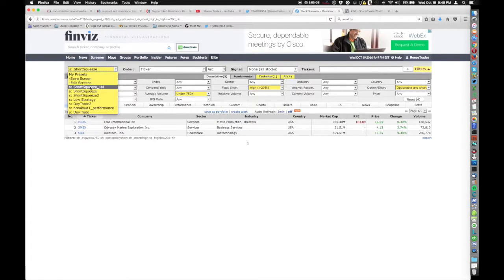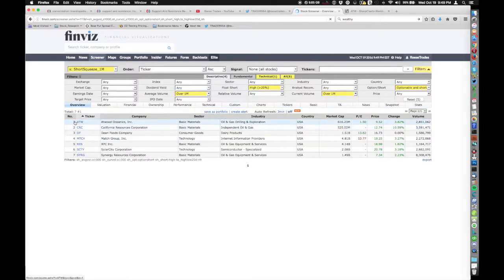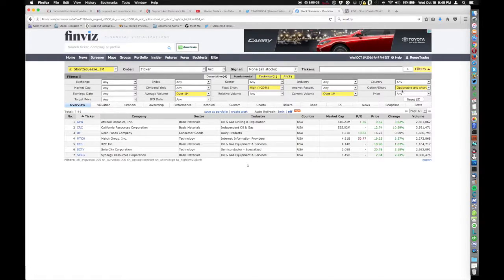We can get into how to actually set up a screener at a later time, but right now we're just going to briefly go over some of the things that I already have. This particular screen is set for an average volume of over a million, with a float short greater than 20%, and current volume over a million. And it's also optionable and shortable stocks.